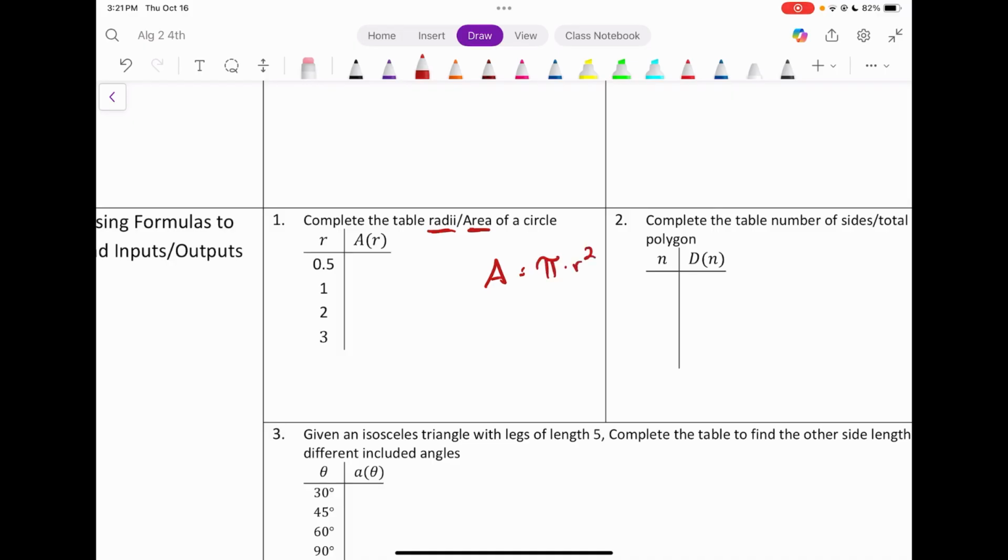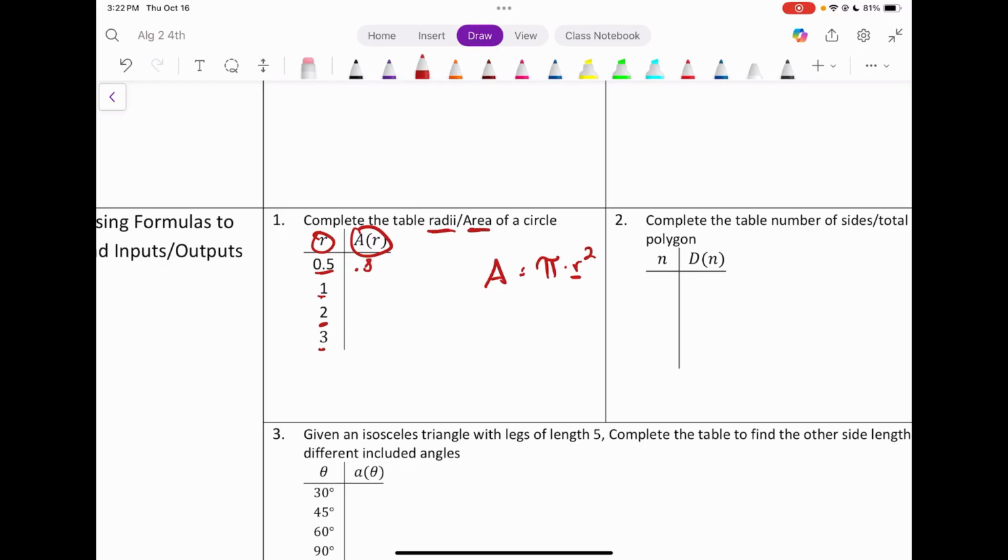So what we're going to do first off is we're going to complete this table. We're going to plug in the different radius values that we're given. And normally on these tables, we can actually pick the radius values, or we can pick the input values we want to. We're going to find the areas that go along with them, and we're just going to finish this table out. When we plug in a radius value of 0.5, so we're going to do pi times 0.5 squared, we actually get a decimal of about 0.78.